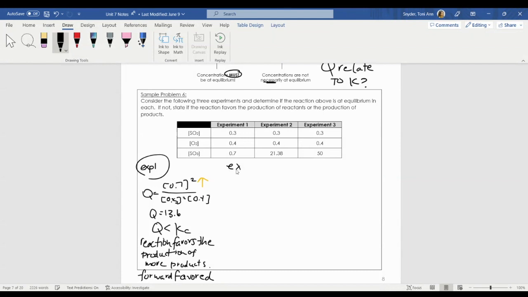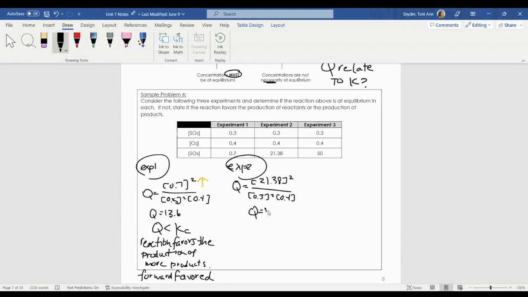Let's take a look at experiment 2. So I'm going to plug in all of these values in for this same exact expression. So I'll do Q is equal to concentration of 21.38. So we're actually increasing quite a bit here, as we could see. So our value for Q should be a lot higher. And I'm actually keeping my concentration of reactants the same.